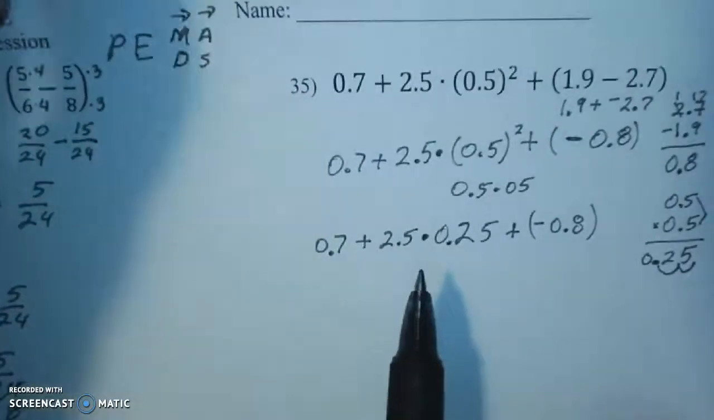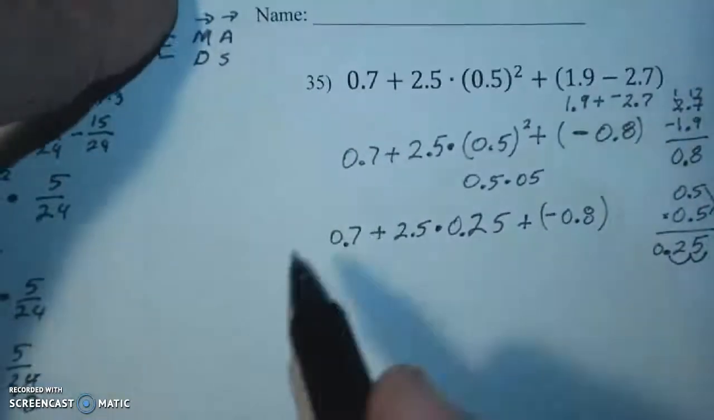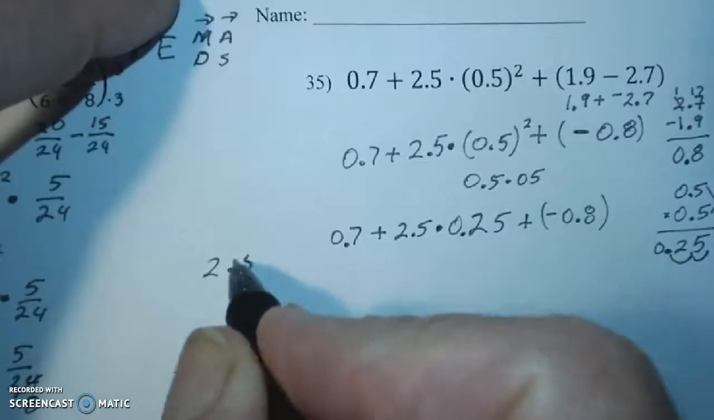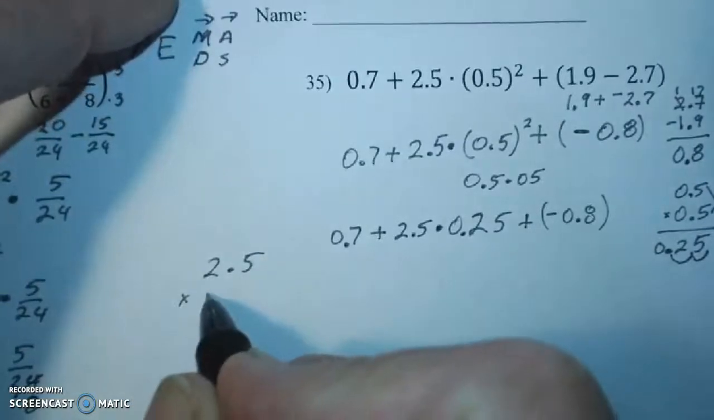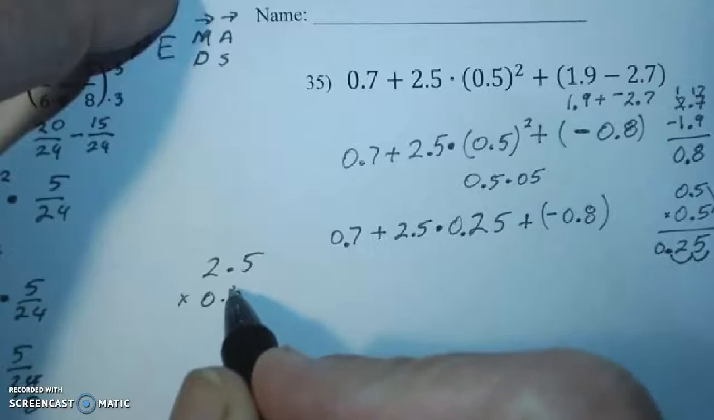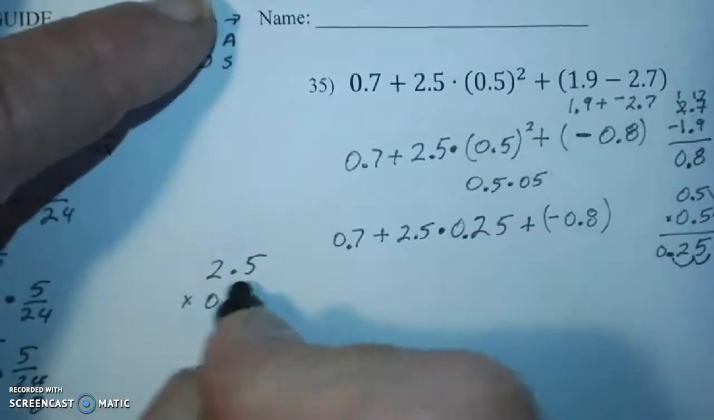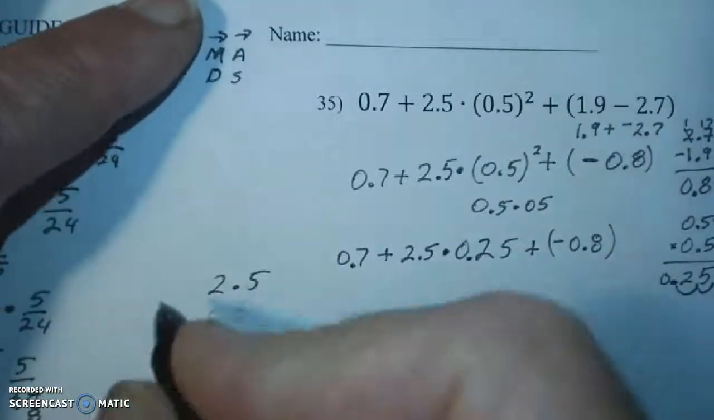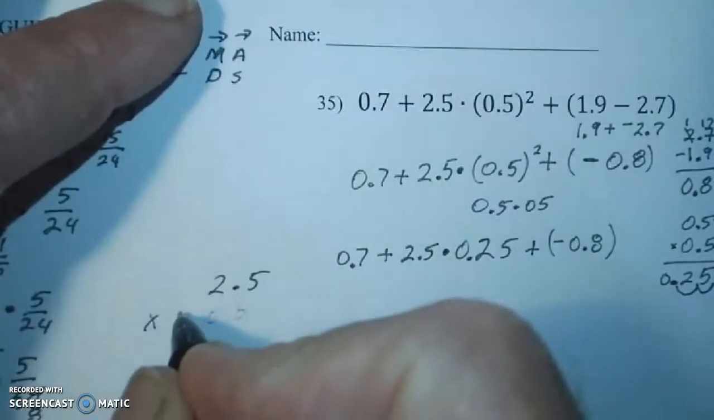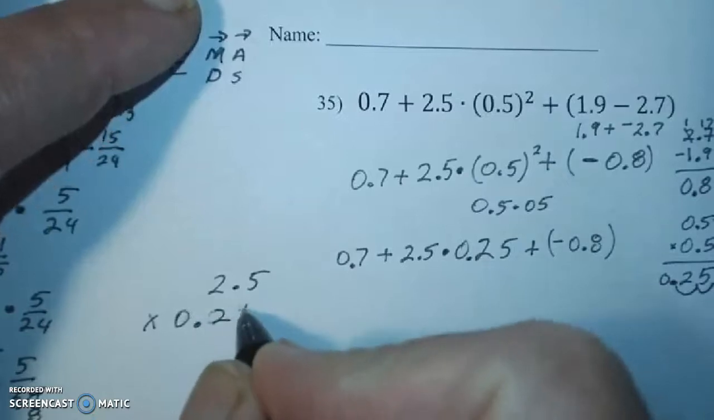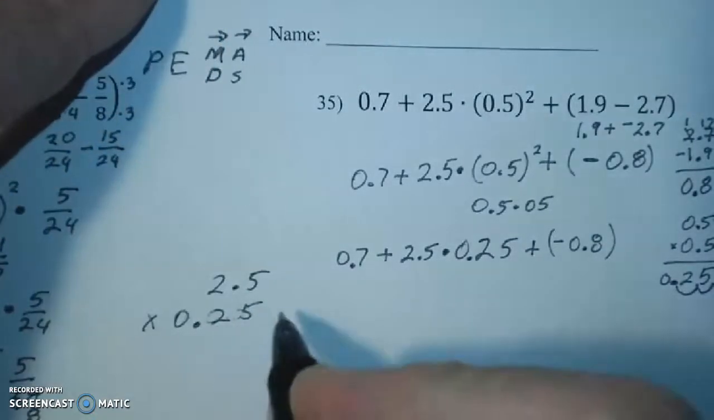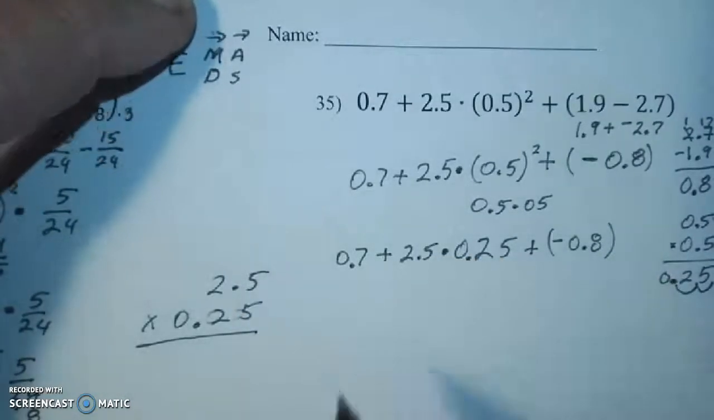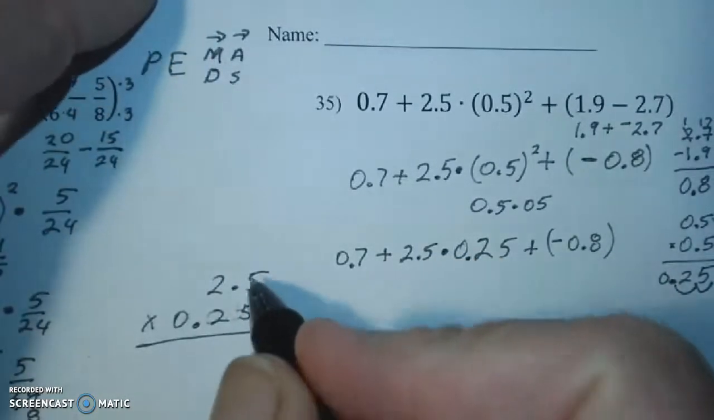Again, I would urge you to go off to the side and do the arithmetic. This is going to be 2 5/10 times 25 hundredths. There's no need to line up the decimal point when you multiply. So it's going to be 0.25. No need to line up the decimal points because you're going to say, forget about the decimal point, act like it's 25 times 25.